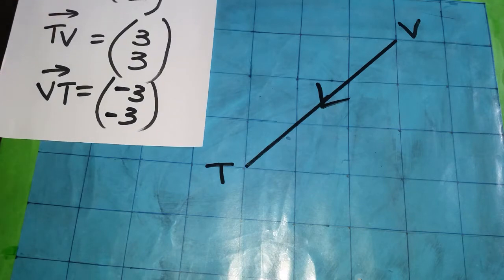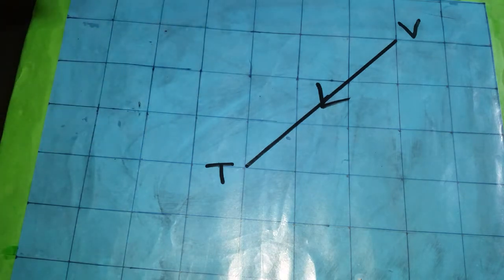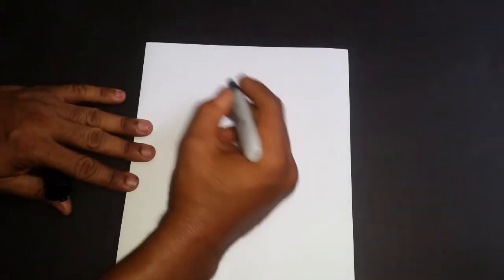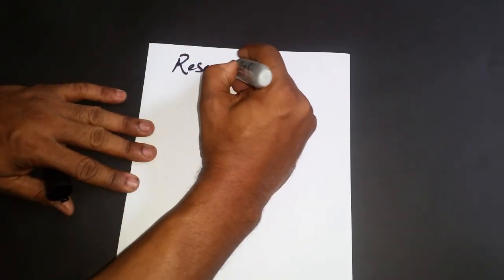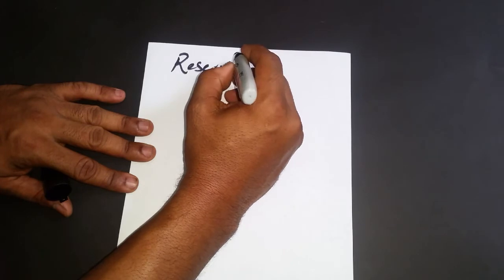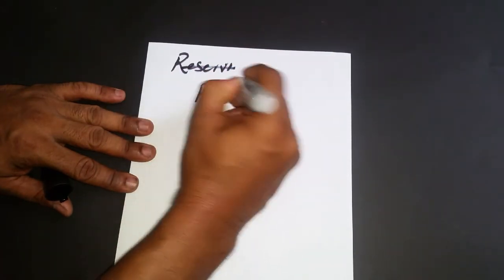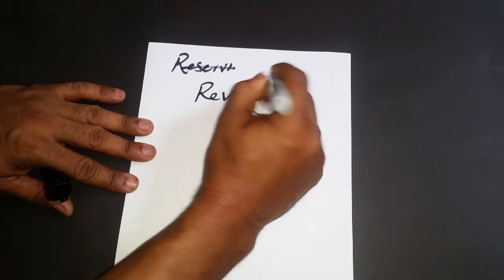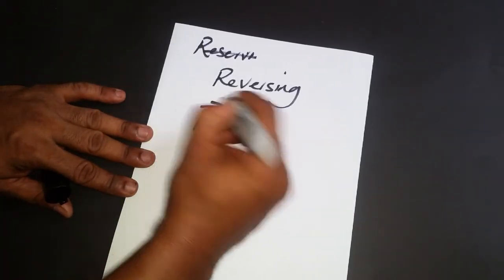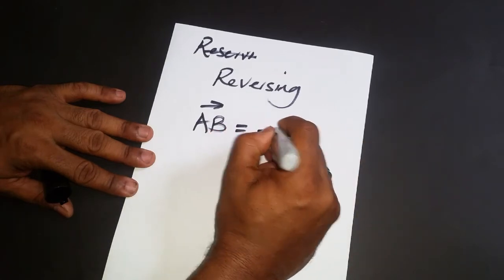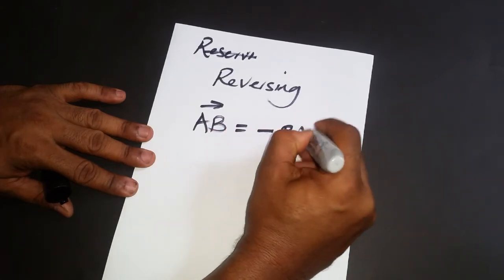So essentially, what is happening is this. When I reverse a vector, the signs change. So, in reversing a vector, if I have a vector called AB, it would be equal to the negative of BA.